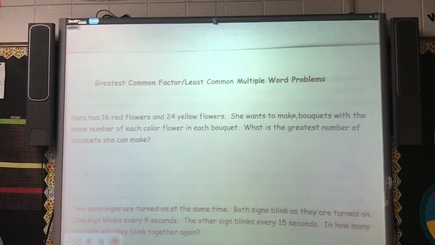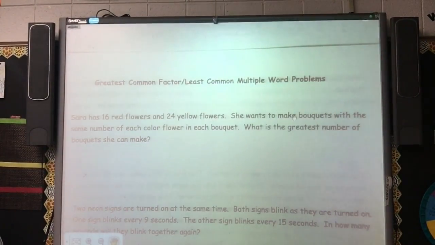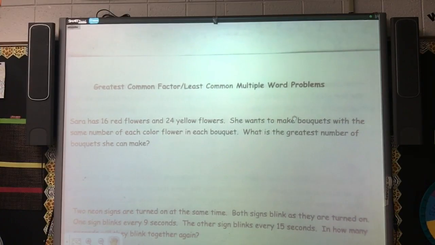All right, today we're going to be working on figuring out which one we use. Do we use least common multiple? Do we do greatest common factor? And a lot of times there's clues that can tell us which one is the right one to do. So let's look at this first story problem.